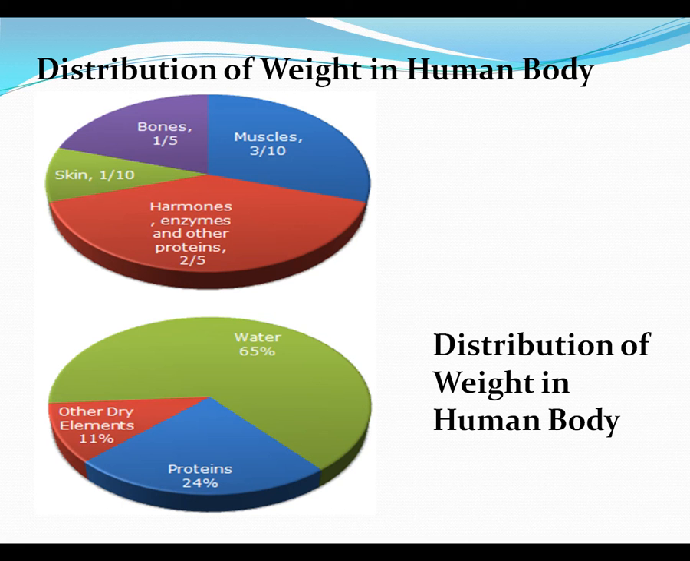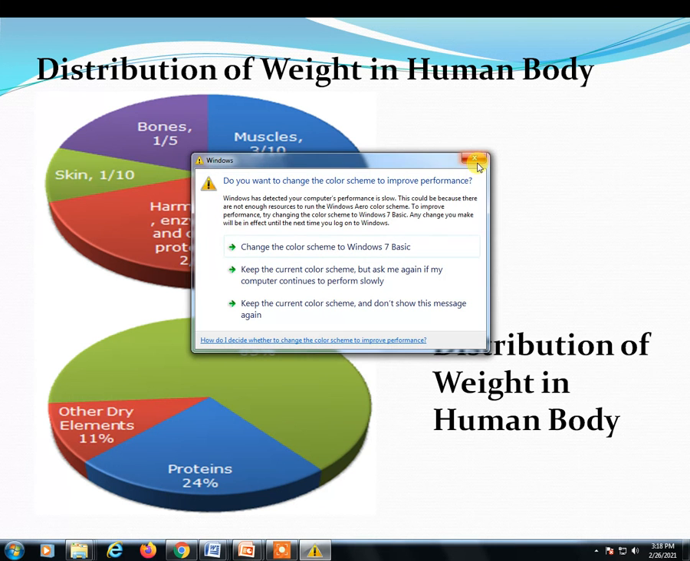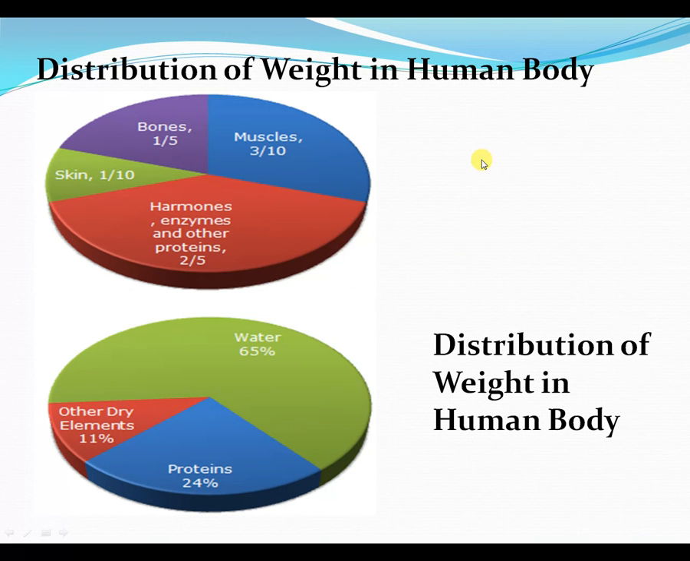Similarly, below we are having one more pie chart, which is the representation of distribution of weight in human body. Out of total weight, water plays 65% role. Similarly, protein plays 24% part, and the remaining is 11%. So this is just an outline of the things which we are going to learn in this value added course, that is graphing and plotting.